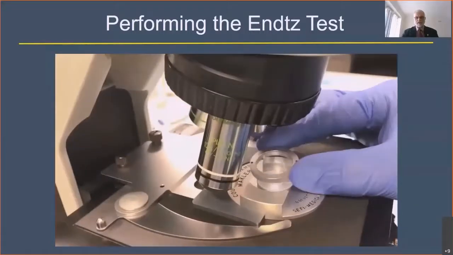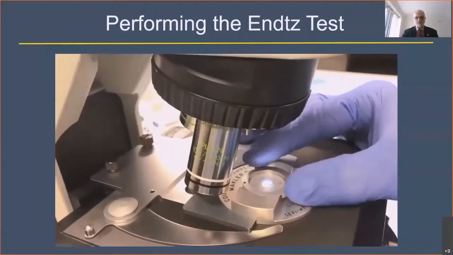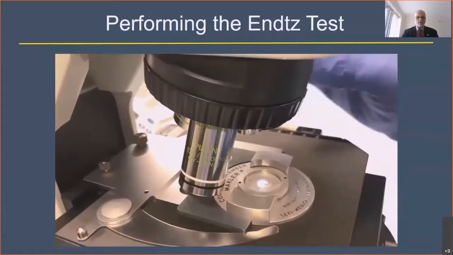Now the cover slip comes on top, and we can then analyze this in the microscope.